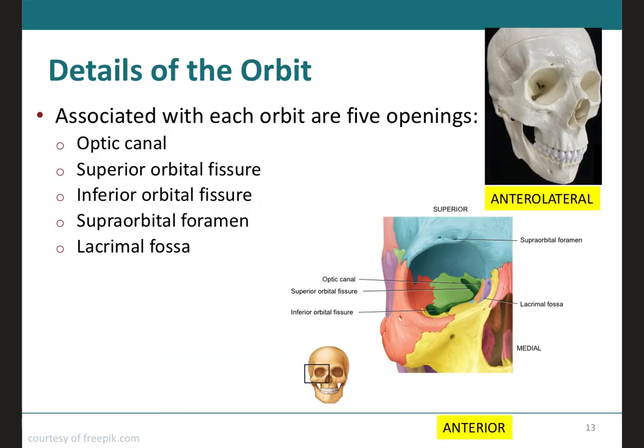Also associated with the orbit are 5 openings. The first one would be your optic canal right over there. The second one is the superior orbital fissure. Then this would be your inferior orbital fissure. You're going to have the little hole on top of the orbit, which is the supraorbital foramen. And lastly, there's an opening on the lacrimal bone, which is the lacrimal fossa, that allows the tears to go from the orbit inside of the nasal cavity.